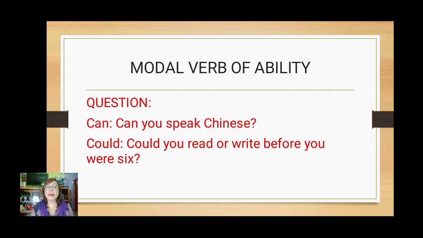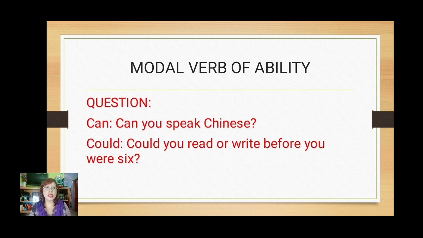Yes, it is the modal verb of ability, can, right? It is helping to make a question. It is showing something related to the ability of the person. For example, one more example: could you read or write before you were 6? Here also you can see the main verb, the action denoting word, is read or write, but the modal verb is helping us to convey the meaning with the help of the main verb. So this type of modal verb of ability is used for asking questions.